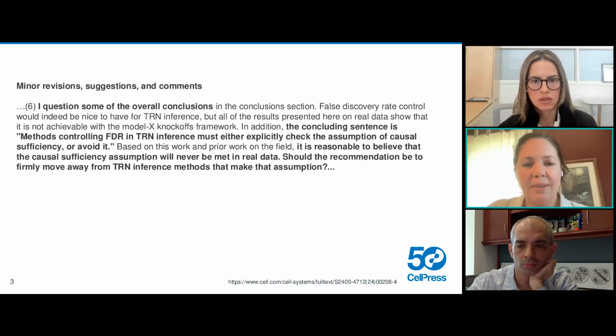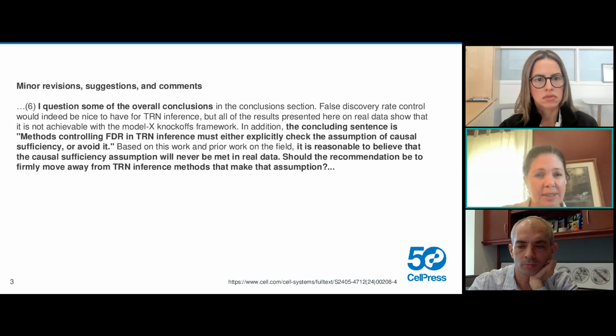Okay. So this is under minor revisions, suggestions, and conclusions. I questioned some of the overall conclusions in the conclusions section. False discovery rate control would indeed be nice to have for the TRN inference, but all of the results presented here in real data show that it is not achievable with the Model X inference framework. So in addition, the concluding sentence is: methods controlling FDR in TRN inference must either explicitly check the assumptions of causal sufficiency or avoid it.